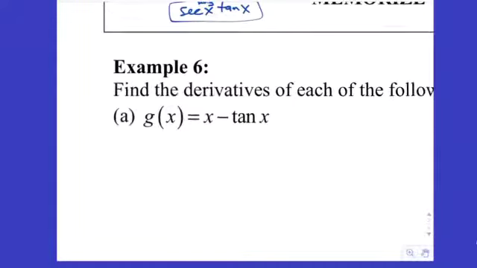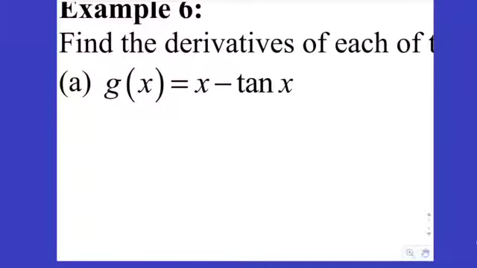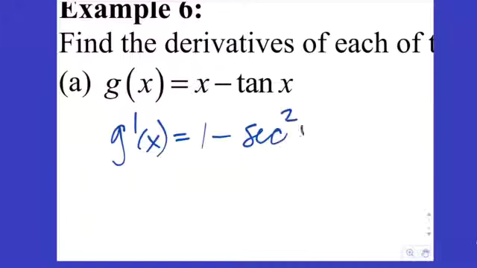Okay, I'm moving on. Example 6. We're going to try out our new rules now. We can use the power rule, the product rule, the quotient rule, which is known as the Hody-High rule in this class. And now we have all 6 trig derivatives. So g of x is equal to x minus tangent x. Nothing needs to be rewritten. G prime is just going to be the derivative of x, which is 1, minus the derivative of tangent, which is secant squared. So there's a nice answer.